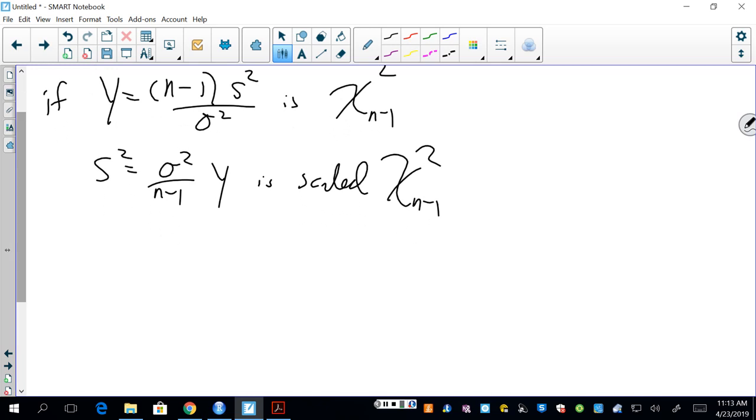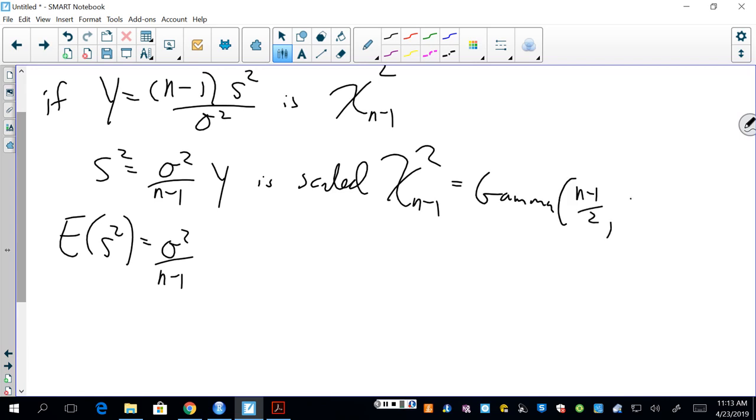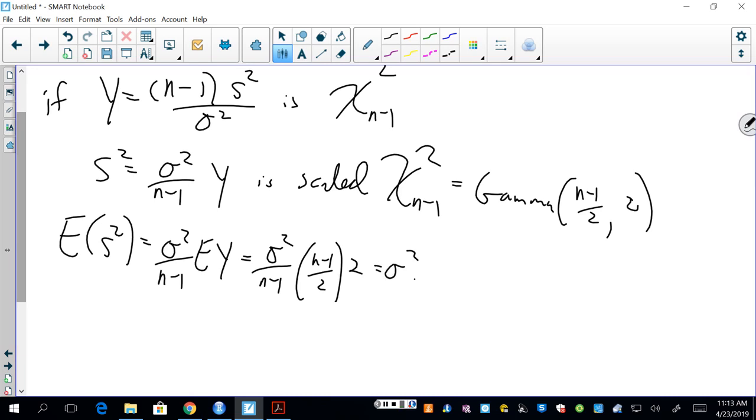And so, the expectation of S squared from this formulation, well, sigma squared over n minus 1 is a multiplier. And this thing was a particular gamma, so let's recall that. The way we set up the gamma, the expectation of it is you multiply the two parameters together. It's n minus 1 over 2 times 2. So everything cancels and it's just sigma squared. We knew that, right? That on average our sample variance is the population variance.